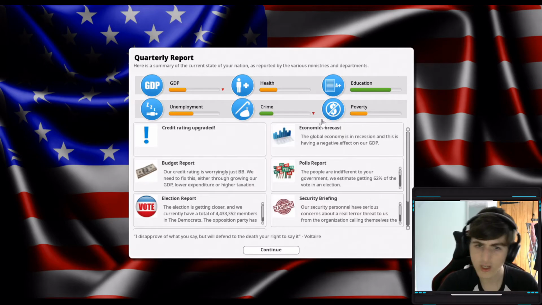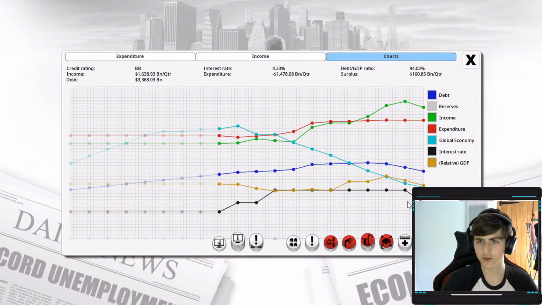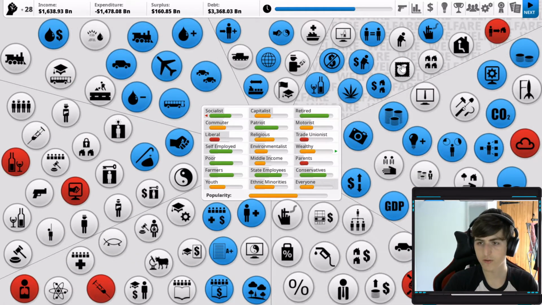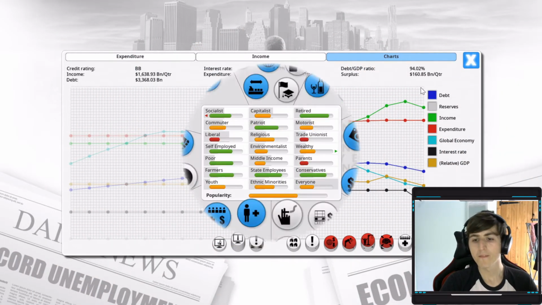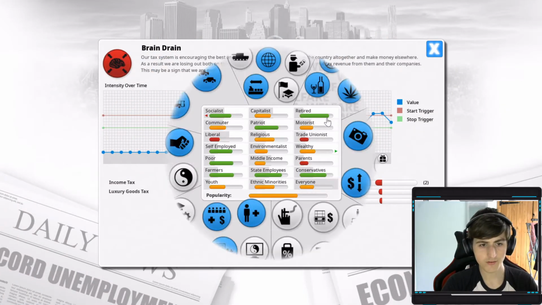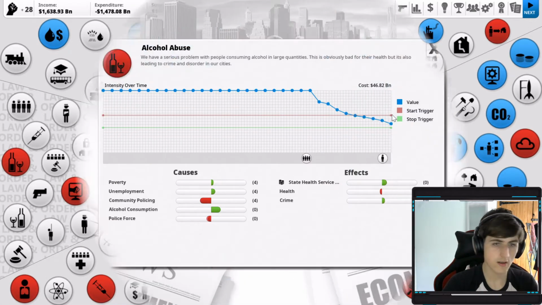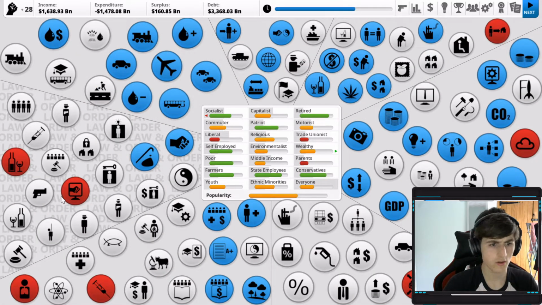Capitalists are happy. The GDP has increased. Crime's going down. GDP is going down because the global economy is in recession. So as you can see, the global economy has taken a sharp downturn and there's now a big recession, which has also resulted in our income going down. So that's not a huge problem. The brain drain will be at an end very soon because I've cancelled the luxury goods tax. The alcohol abuse is still dropping, should be gone soon.